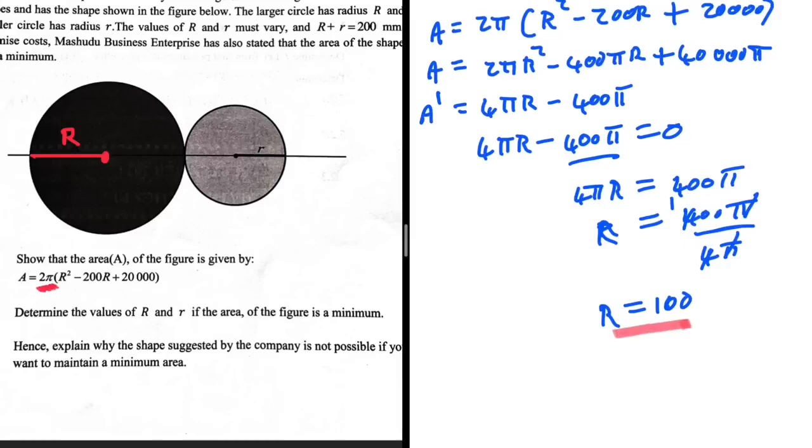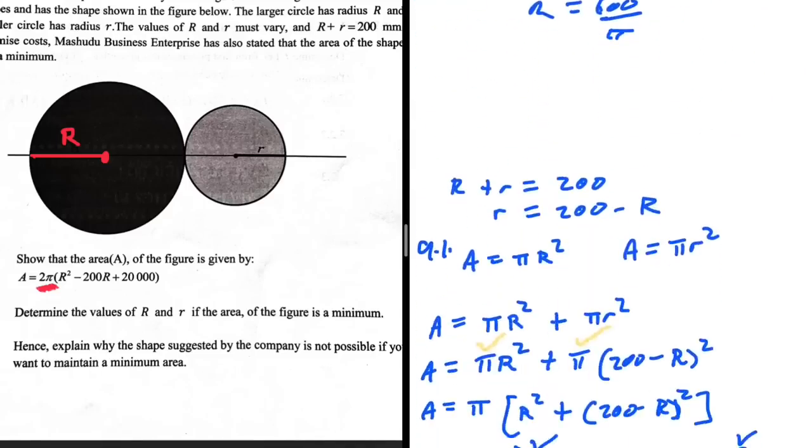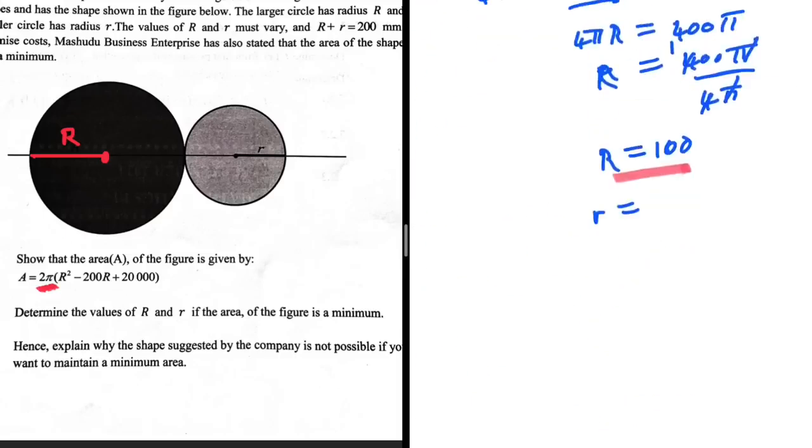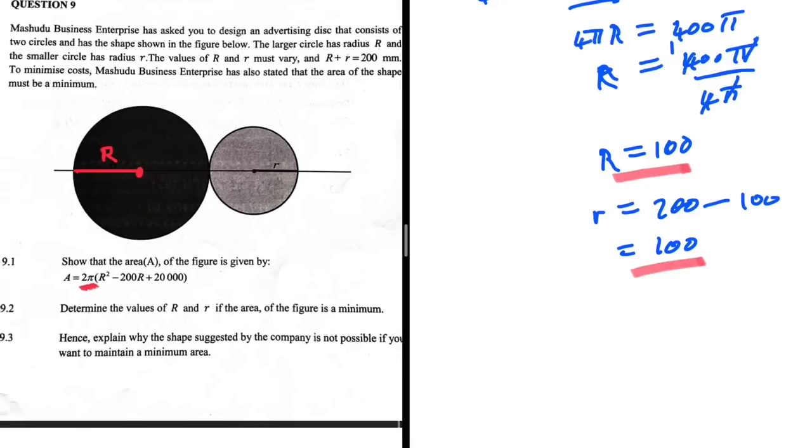But we need to determine the values of capital letter R and small letter r. We have capital letter R. Let's find small letter r. Small letter r, we have said that it is equal to 200 minus capital letter R. So we're going to have 200 minus capital letter R, which is also 100. So this is 100. So take a look at this. Small letter r and capital letter R are equal to each other. They need to be equal to each other for the shape to be a minimum.